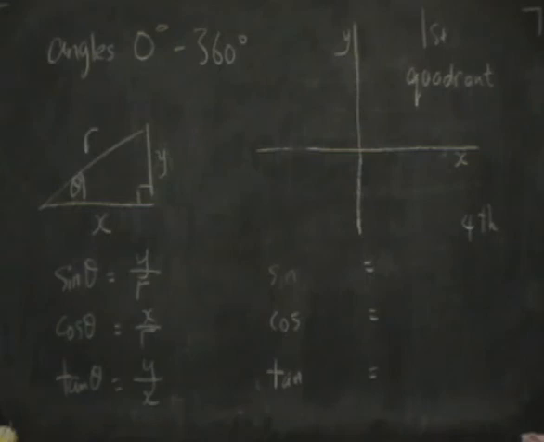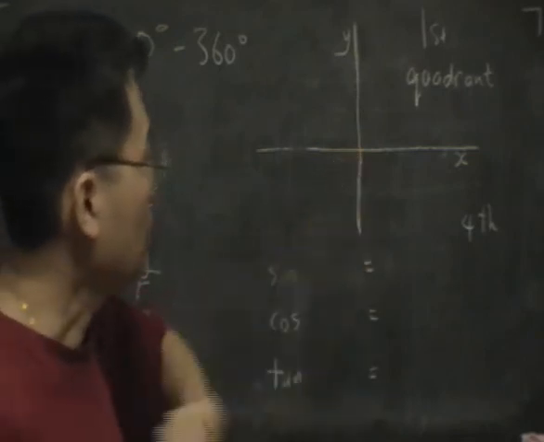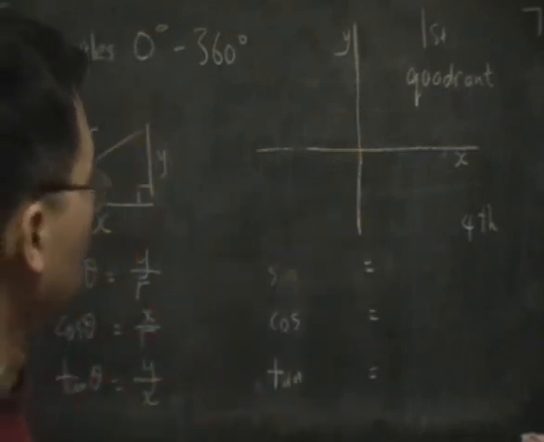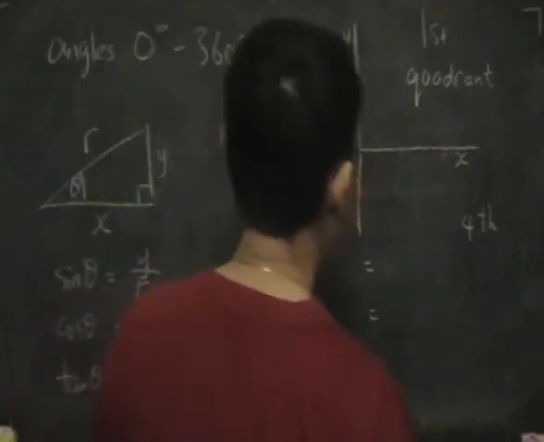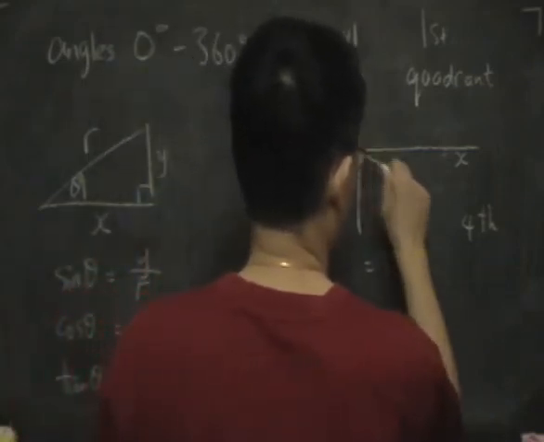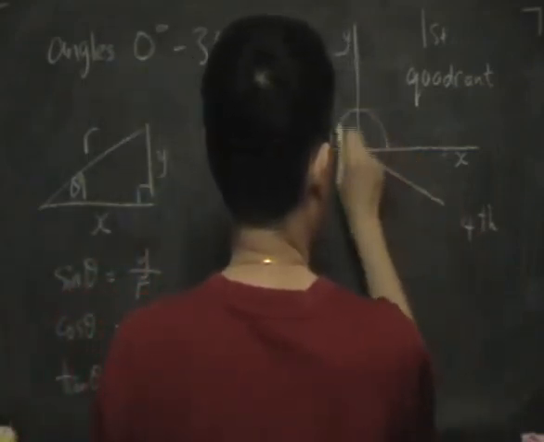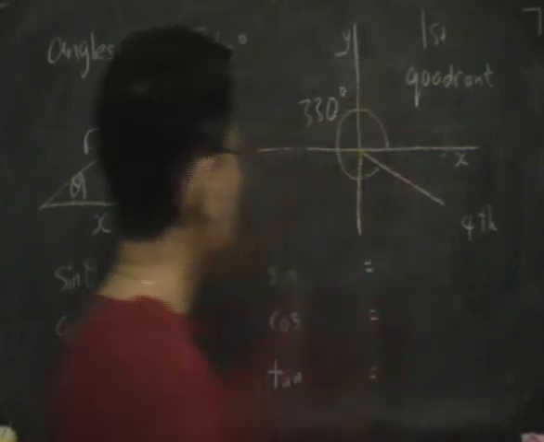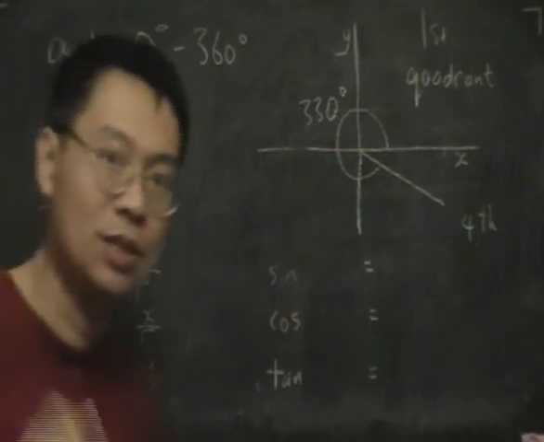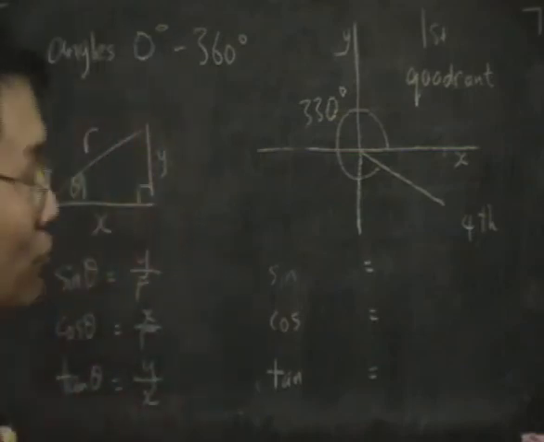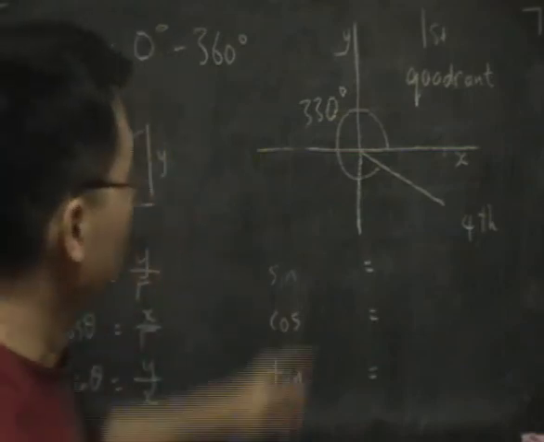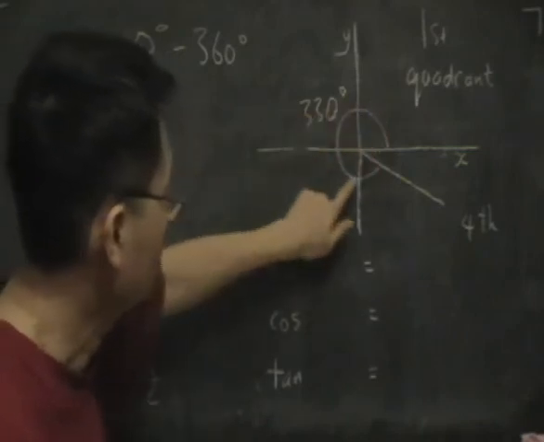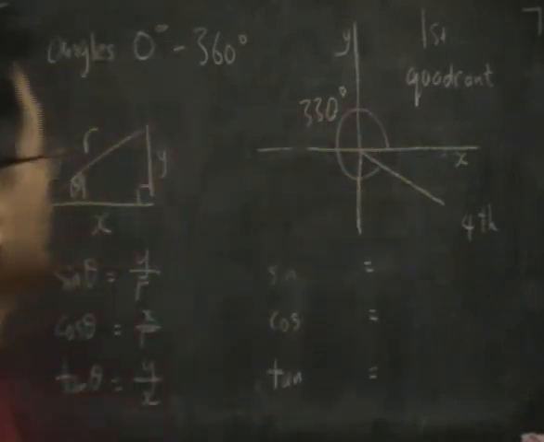Alright, now suppose I have an angle of 330 degrees. That's a very big angle. It is this angle there.